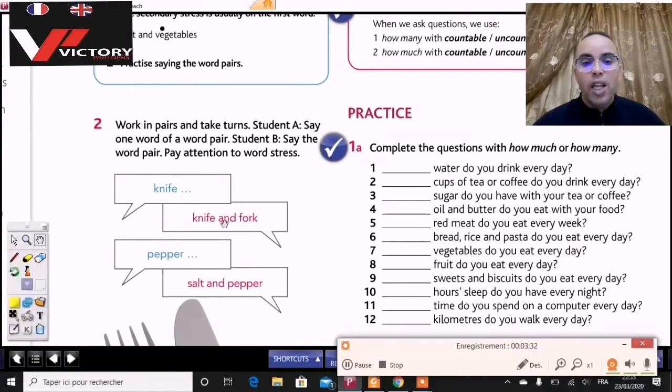Okay, example here, we say knife and fork. For the second person, you should pronounce this word louder than the first one.